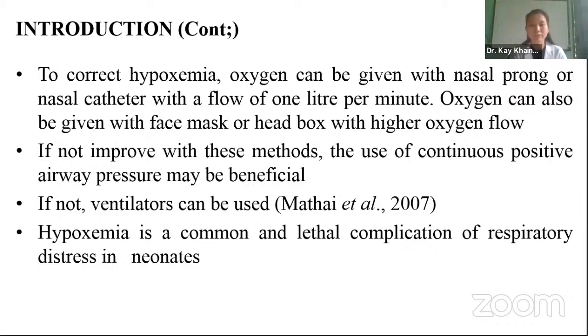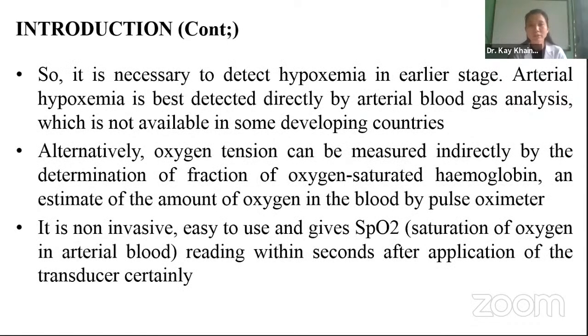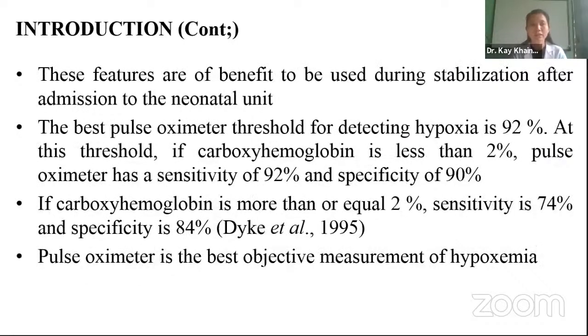Hypoxemia is a common and lethal complication of respiratory distress in neonates, so it is necessary to detect hypoxemia at an early stage. Hypoxemia is best detected by arterial blood gas, which is not available in some developing countries. Alternatively, oxygen saturation can be measured non-invasively by determination of fractional oxygen saturated hemoglobin, an estimate of the amount of oxygen in the blood, by pulse oximeter. It's non-invasive, easy to use, and gives saturation of arterial blood readings within seconds after application of the transducer. These features are of benefit during stabilization before admission to the neonatal unit.